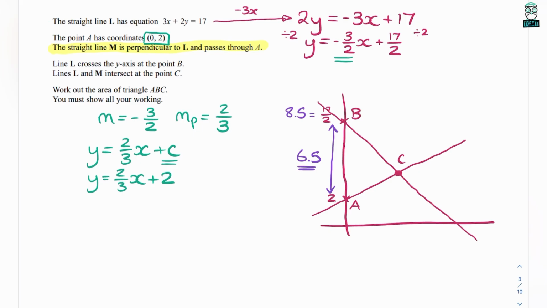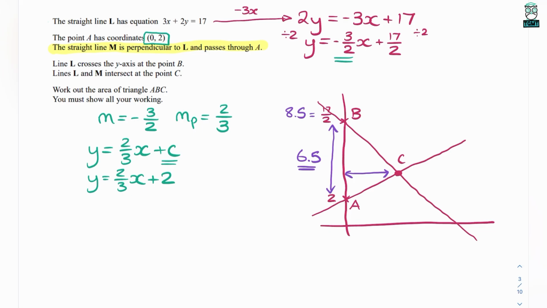The height is the perpendicular height, so from the y-axis leading up to that C coordinate just there. So if I knew the x coordinate of where they cross over, then I would know the height of the triangle and I could work out the area. At the moment we don't know that coordinate though.